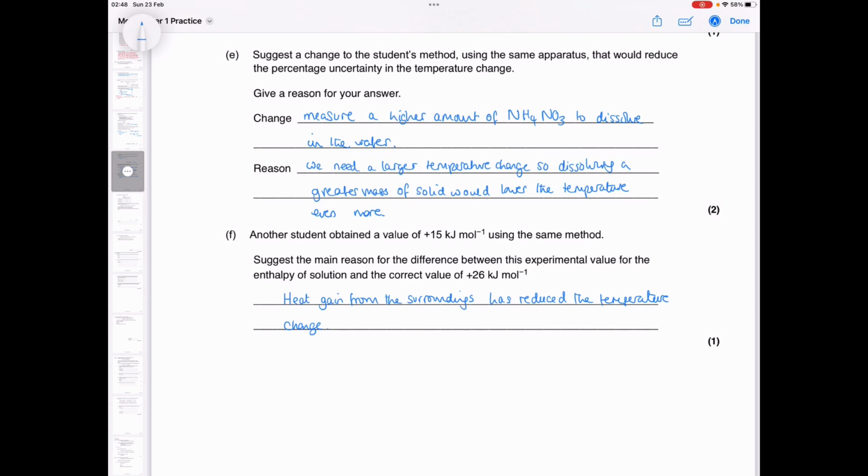That's a possibility, and that would have not permitted the correct change in temperature to have been recorded. In addition to that, the solid might not have completely dissolved, and this would also have reduced the temperature change.